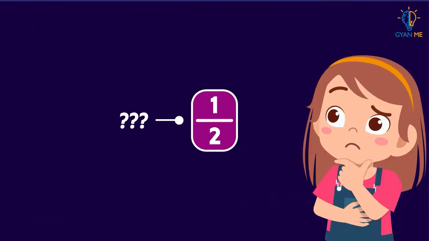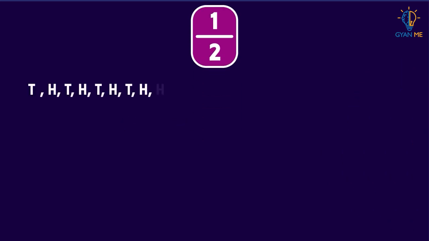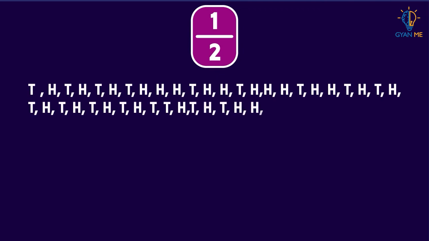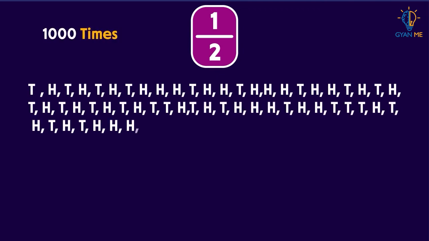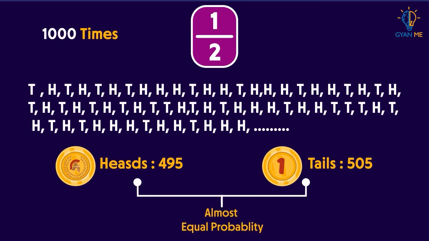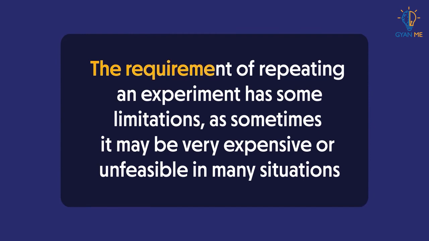So what does this half tell us? It tells us that if the process of tossing a coin is repeated many times, say 1000 times or 10,000 times, then we will get approximately the same number of heads and the same number of tails. But the requirement of repeating an experiment has some limitations, as sometimes it may be very expensive or unfeasible in many situations.